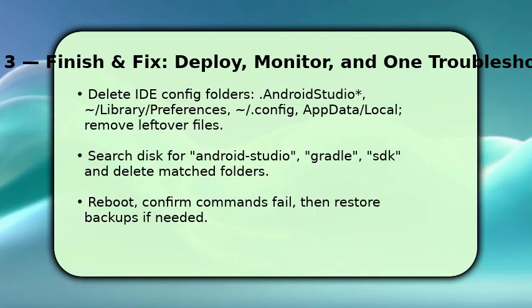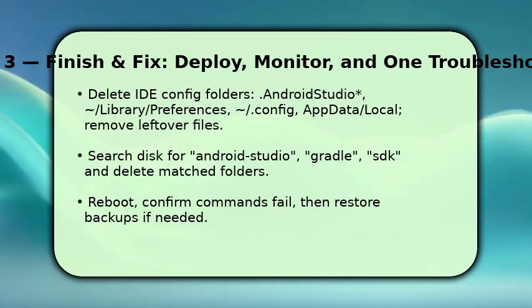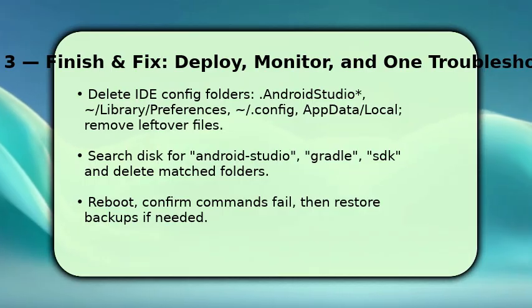Remove anything related. Once removed, reboot the machine to clear temp handles. After restart, confirm that Android or Studio commands fail. This proves a full uninstall. If something went wrong, restore only your backed up project files and retry the targeted deletions.